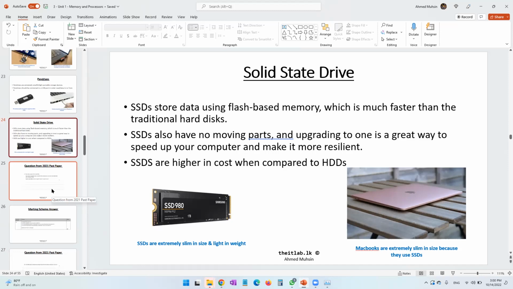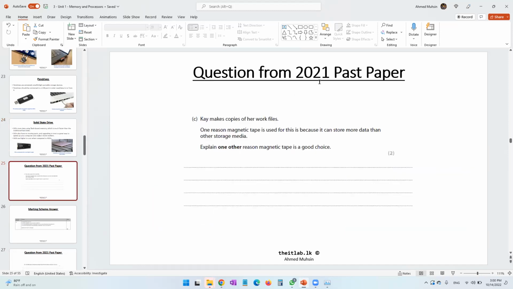Over here, we have a question that is from the 2021 past paper. Kay makes copies of her work files. One reason magnetic tape is used for this is because it can store more data than other storage media. Explain one other reason why magnetic tape is a good choice. Now, in this presentation, we did not speak about magnetic tape. We only spoke about magnetic discs.